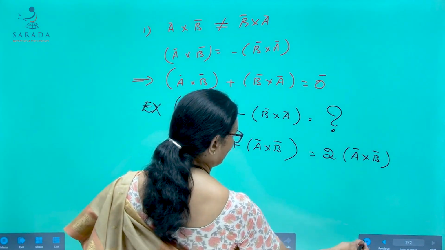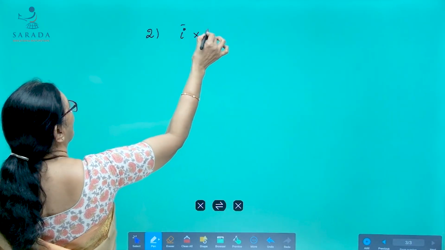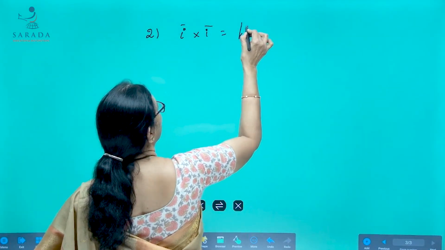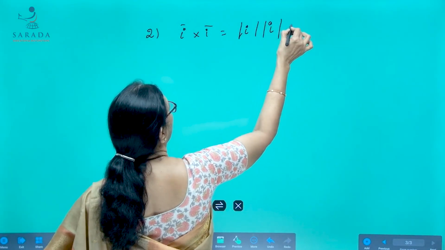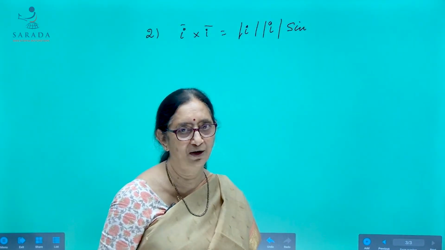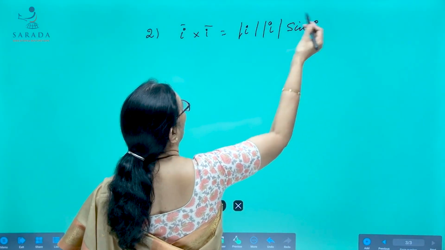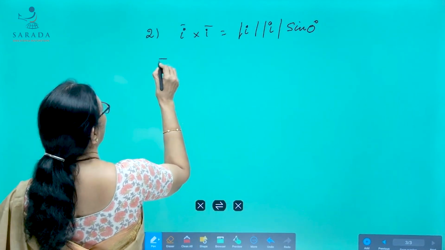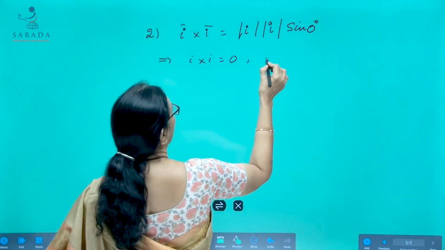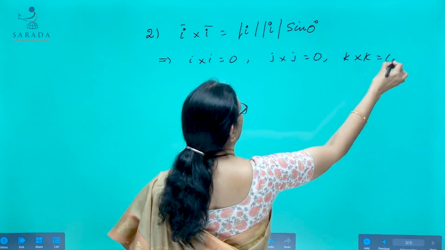Now, next let us see, or you tell me, what is I bar cross I bar? I cross I is modulus of I bar into modulus of I bar into sine of the angle between them. I bar is the unit vector along x-axis. So, both of them are along x-axis. Angle between them is 0. We know sine 0 is 0. That implies I cross I is 0, actually speaking, 0 bar. J cross J is 0. K cross K is 0.